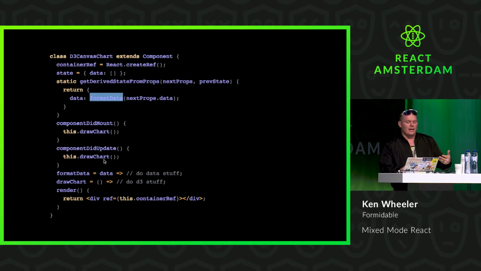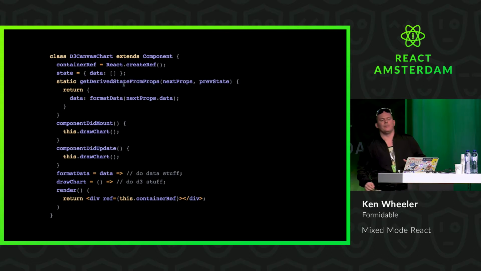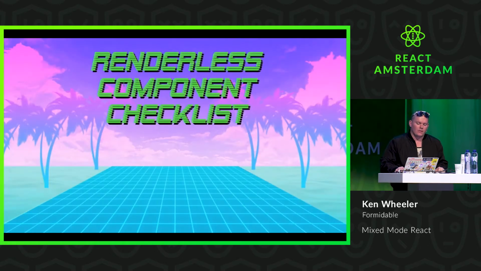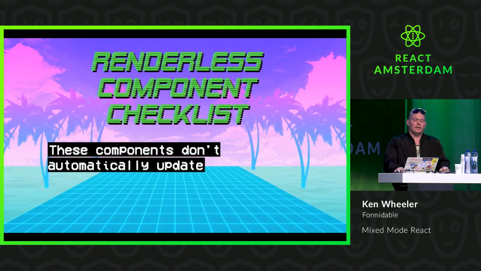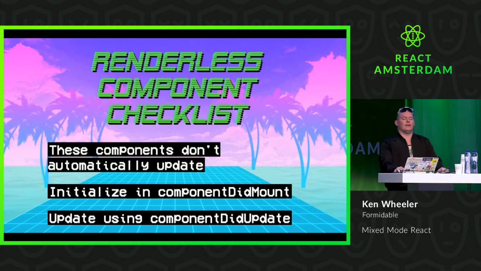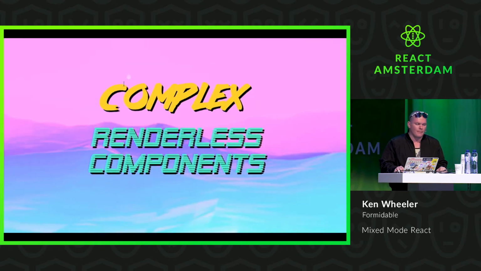And it would call format data, and then you have a responsibility here when you're forking off, when it's not going directly to the render. In your update and your mount, you're going to do the draw chart, and you're going to use the derived state from props because you want to make sure that when new props come in, if you have this thing that's not automatically updating like a render would, you've got to keep that in sync. You've got to update it yourself. These don't automatically update, so you want to initialize whatever you're doing in component did mount, and then in component did update, that's where you're going to update if new props came in or something like that.